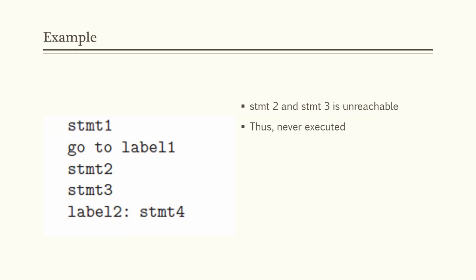For example, in the statements there: statement 1, go to level 1, then statement 2, statement 3, level 2, go to statement 1. In this case, statement 2 and statement 3 are unreachable. It means that after you do statement 1, you are asking the code to go to level 1, so you are jumping over statement 2 and statement 3. Unreachable means that you never execute it. So statement 2 and 3 should be removed during this phase so that your code will run smoothly. You don't have to execute that particular code.